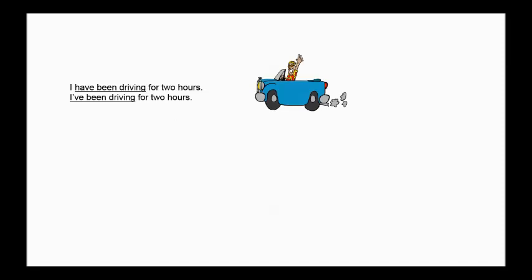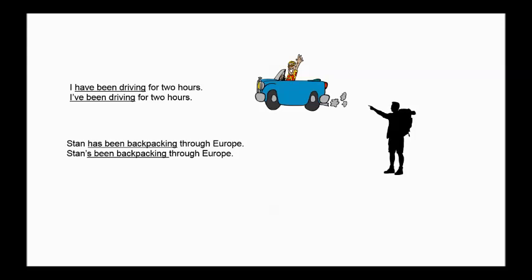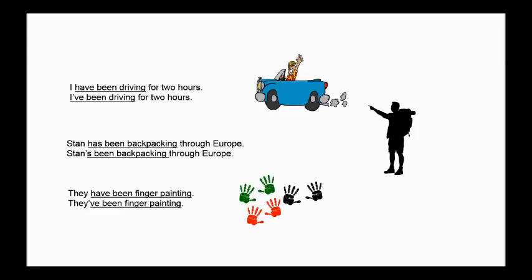I have been driving for 2 hours. I've been driving for 2 hours. Like the present perfect tense, you can form contractions with I have. Stan has been backpacking through Europe. Stan's been backpacking through Europe. They've been finger painting.